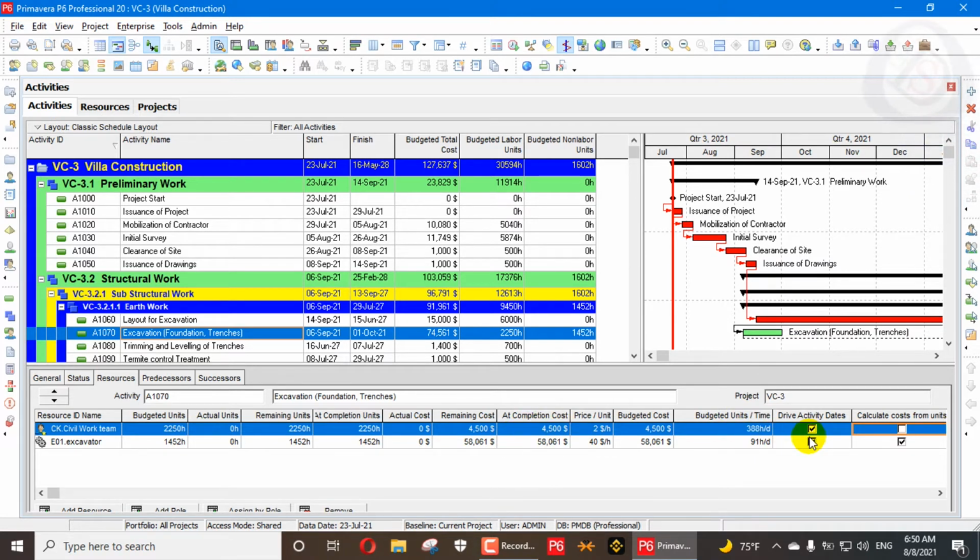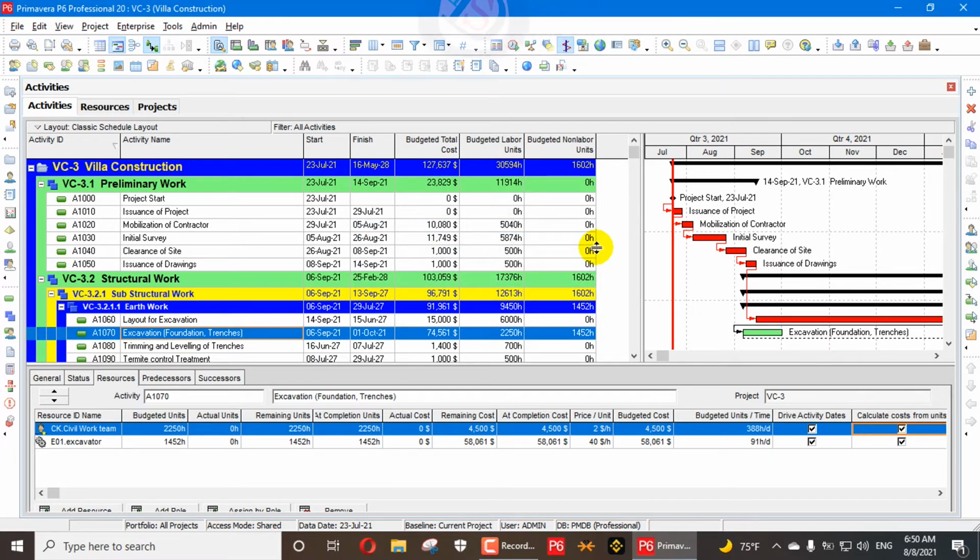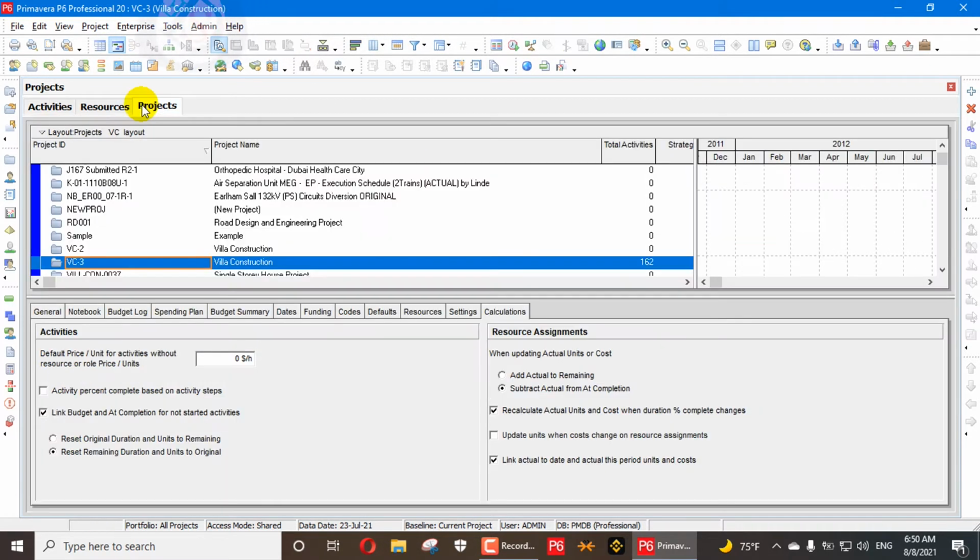Consider that you have linked or unlinked before starting my lecture. So I will check this one. I will calculate my cost from units, multiply my rate with the units, and calculate my cost from there. So let's continue with the basic setting I want to talk with you about.